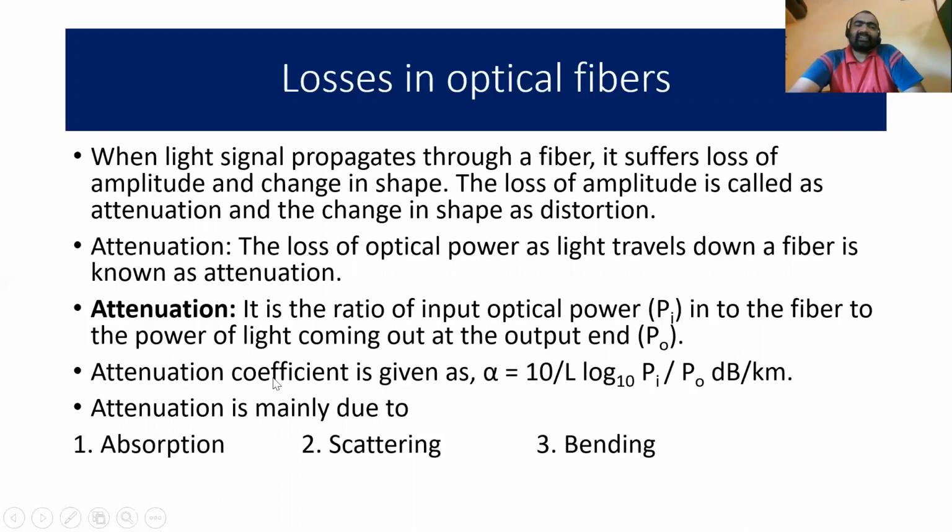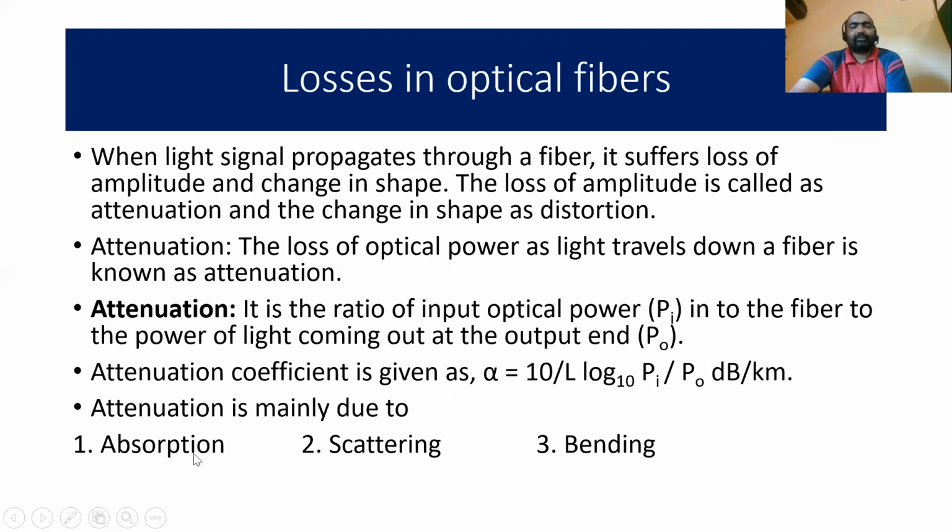We represent the attenuation in terms of the attenuation coefficient alpha. Alpha is called the attenuation coefficient, equal to 10 divided by L, where L is the length of the optical fiber, times log of Pi by P naught to the base 10. In decibels per kilometer, this is the mathematical equation of the attenuation losses.